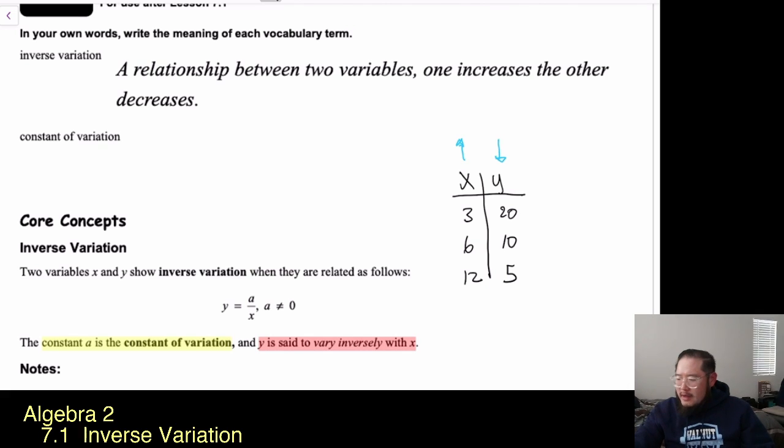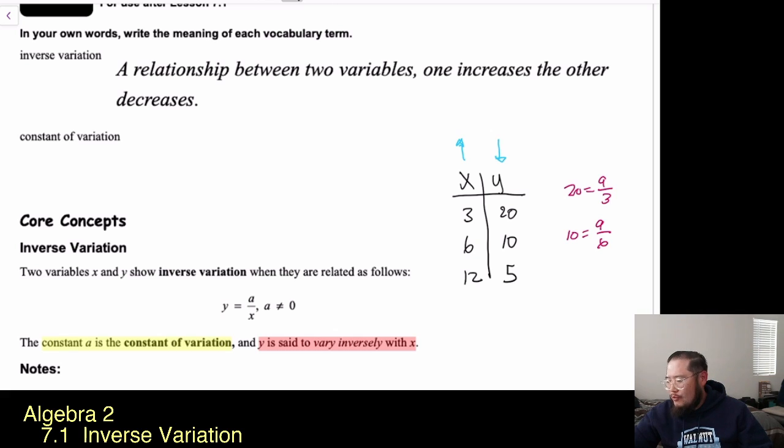Think about this. If I take x and y, and I plug y into the equation right here, and let's say I put 20 is equal to a over x, which is 3. What do we get for a? If I multiply both sides by 3, I end up with 60. Okay, so keep that in mind. Let's take a look at the second equation, or 6 and 10. If I put 10 is equal to a over 6, I multiply both sides by 6 to get a by itself. Guess what? I end up with 60 again.